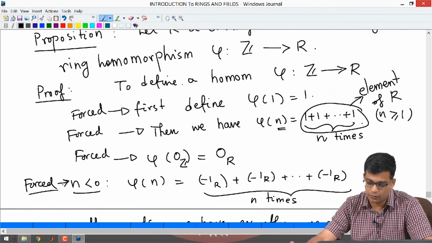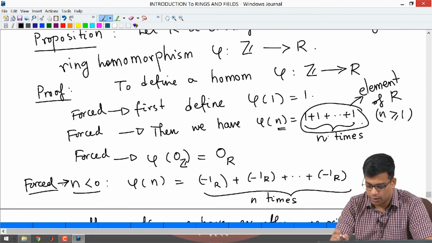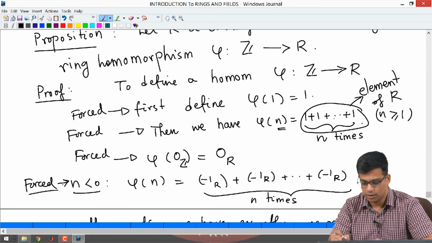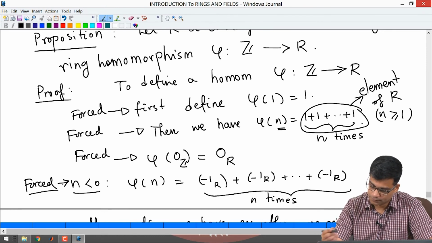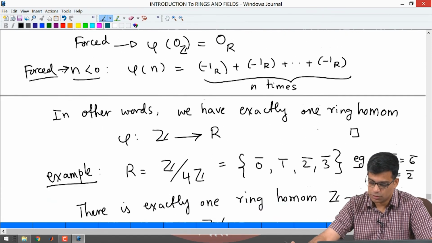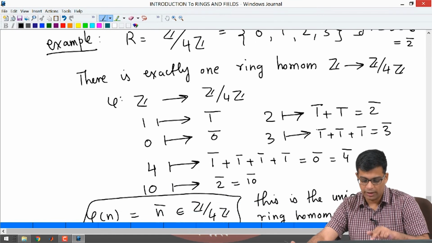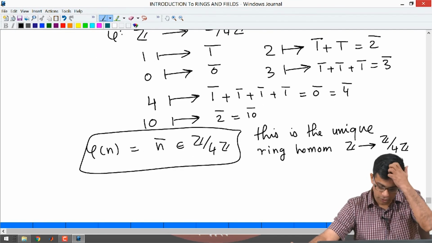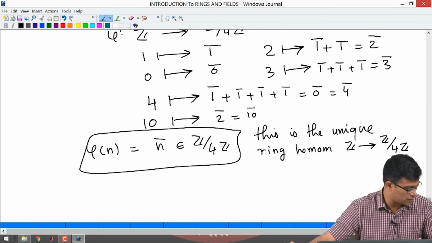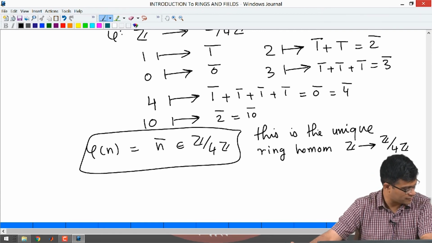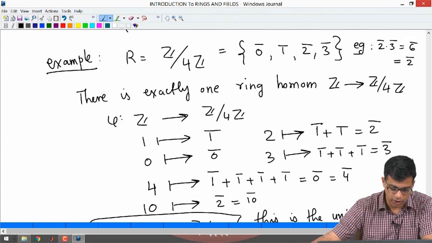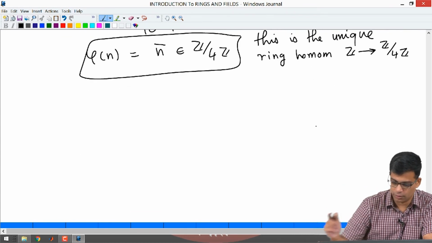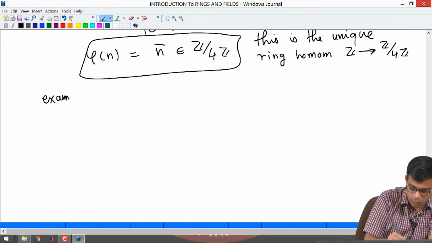So you have to be careful when you do this. It is not n as we know an integer n; it is just the multiplicative identity added n times. Here the multiplicative identity is 1, added 4 times for 4, and you get the 0 element. So you have to be careful about such subtleties when dealing with arbitrary rings. And I will just do one more example to illustrate another important class of ring homomorphisms.